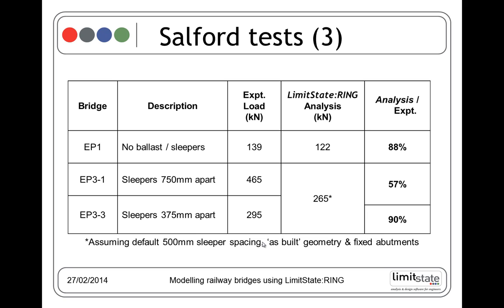Just looking at the next column that's got LimitState RING analysis results, if you simply transform the bridge to a railway bridge and use the default sleeper spacing, which is 500 millimeters, and other defaults, also using the as-built geometry, because the geometry was slightly different between these two tests, but if we ignore that, then we get this value of 265, which is relatively close to EP33, but it's clearly very conservative when we have that wider sleeper spacing. So what it's telling us is that probably the conventional quarter, half, quarter load spread model is somewhat conservative.